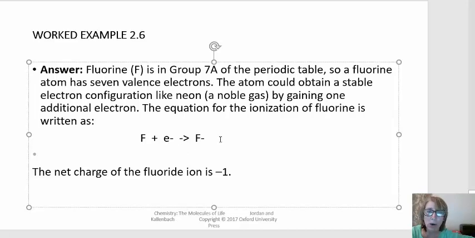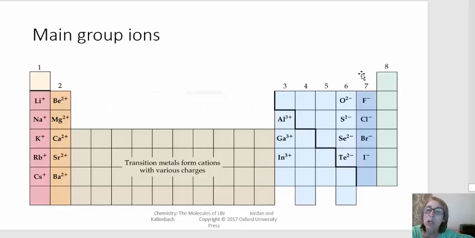Now, one thing I want to point out is on both sides of the arrow, the charge is exactly the same for the total side. So if we look at the left-hand side, the fluorine atom doesn't have a charge, but an electron has a charge of -1. And on the right-hand side, the fluoride ion has a charge of -1. So on both sides of the arrow, there's an overall charge of -1. And we also know that fluoride would have a -1 charge because it's in family 7A, and these elements want to gain 1 electron to get 8 valence electrons.